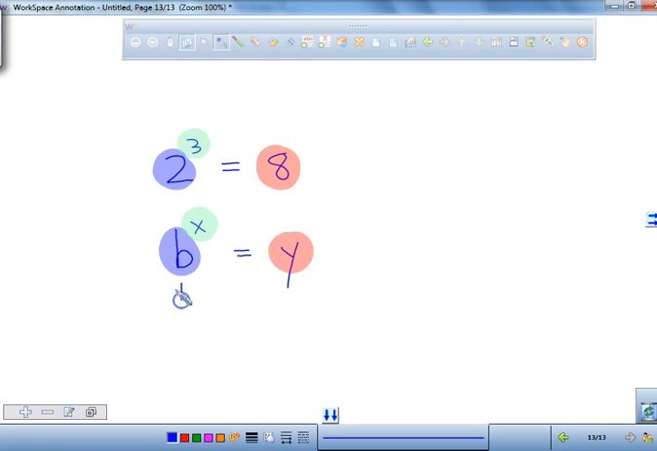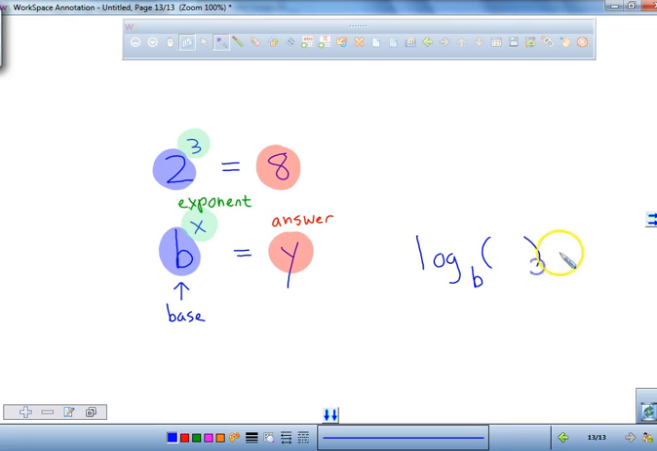So I'm going to label it. That's my base. This is my exponent. And this is my answer. 2 to the power of 3 equals 8. Now, in logarithmic form, we're going to write log base b, open up parentheses, and I'm going to put the y value here and the x value here.